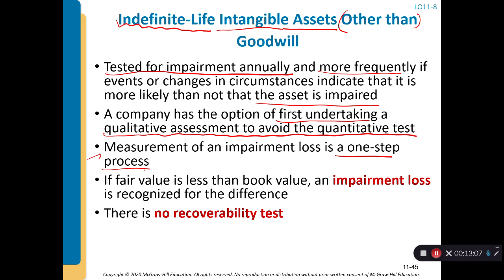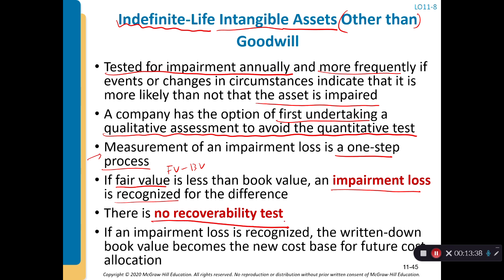In the two-step approach, the first step compares undiscounted cash flow with the book value to determine whether there is impairment, and then discounted cash flow is used to decide how much the impairment is. In this case, we only need to check whether the fair value is less than the book value. If so, the impairment loss is recognized, and there's no recoverability test. If an impairment loss is recognized, the write-down of the book value becomes the new cost base for future cost allocation. So this becomes the new cost for the asset.